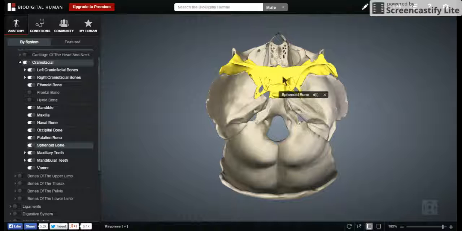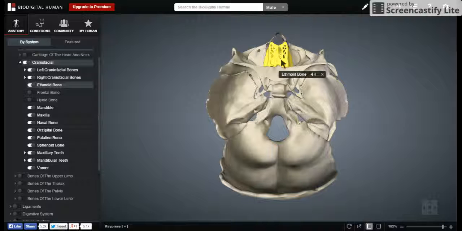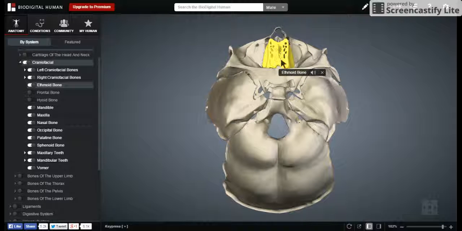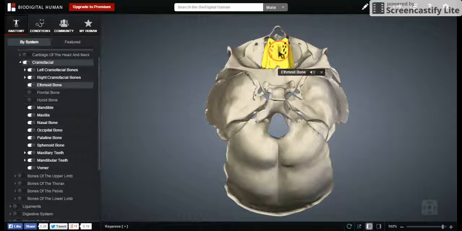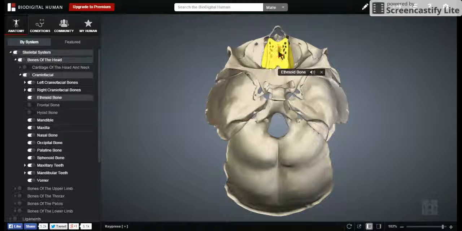Another bone that's in the central portion of the head is the ethmoid bone. The ethmoid bone is just posterior to the nasal bone, and it has two parts to it. The plate right here that the mouse is identifying or pushing on is the cribriform plate, and then these are the crista galli.